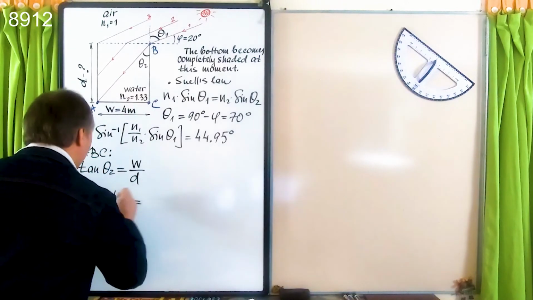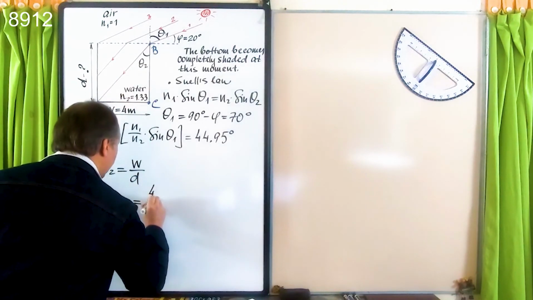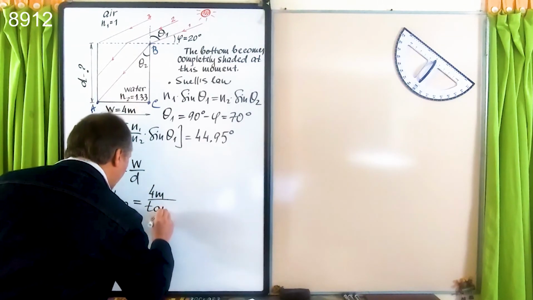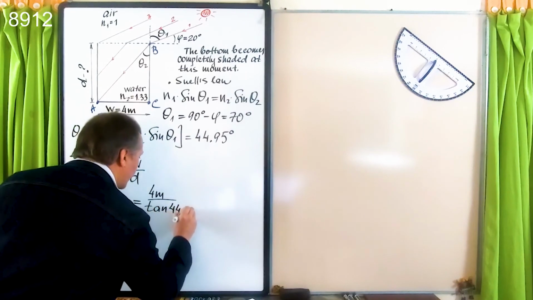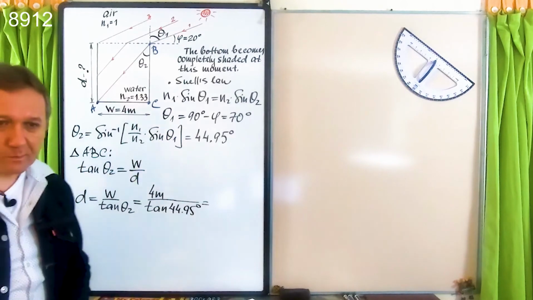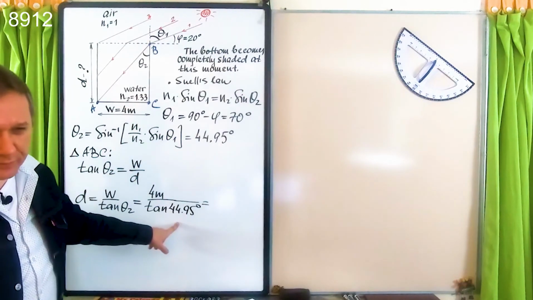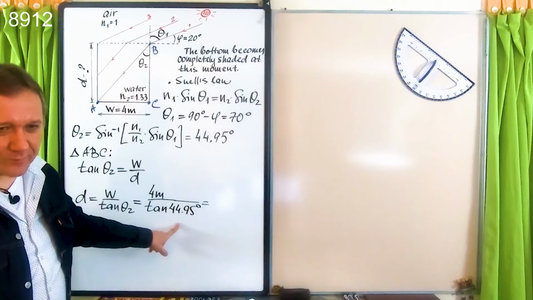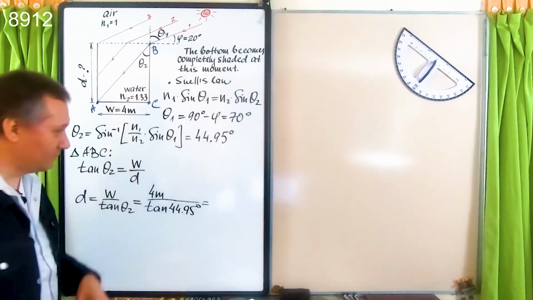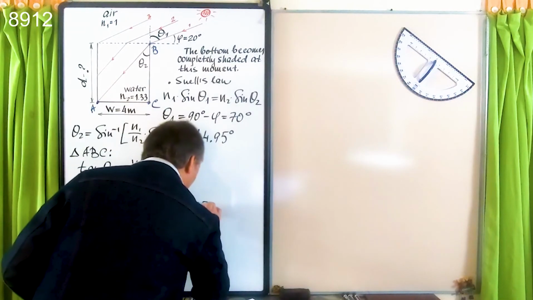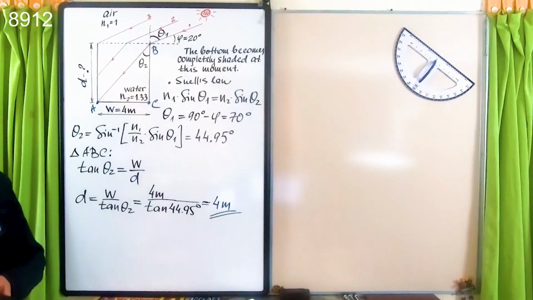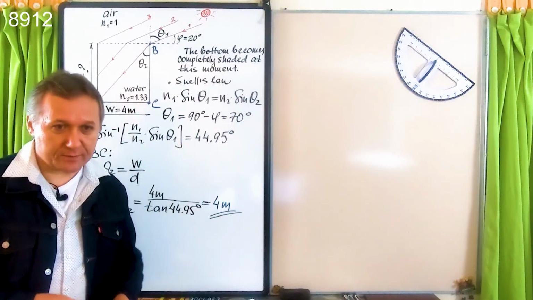Almost done. So W is 4 meters, divided by tangent of 44.95 degrees. It's almost 45 degrees, and tangent of 45 degrees is 1. So it equals 4 meters. So the depth of the pool is 4 meters.